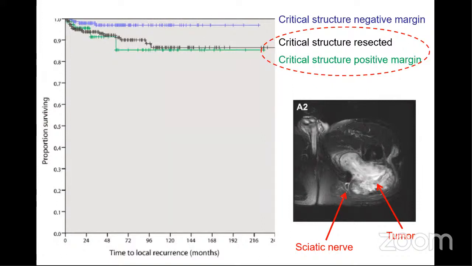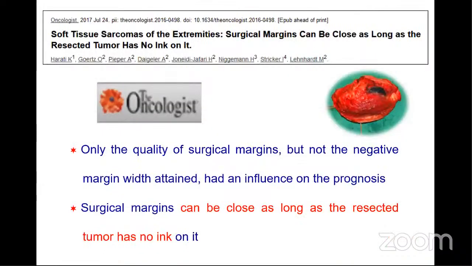But this is where the surgeon's judgment comes in, and you have to decide how you are going to go about this. Patient counseling is also critical in this matter, and hopefully this sort of balance increases as you gain more experience. This paper from the oncologist just says that quantity makes no difference as long as your ink margin, which you ink as being the closest margin, is free of tumor, then your local control rate should not be impacted.